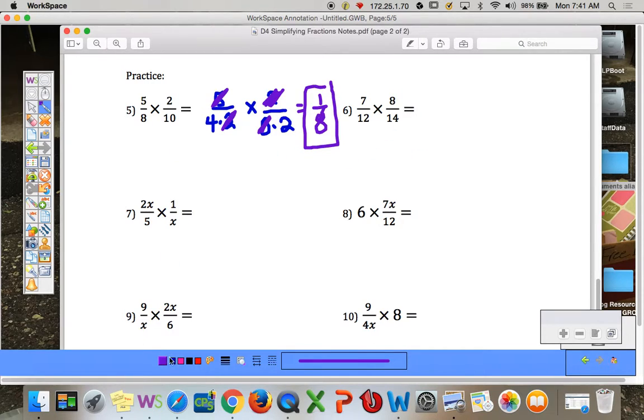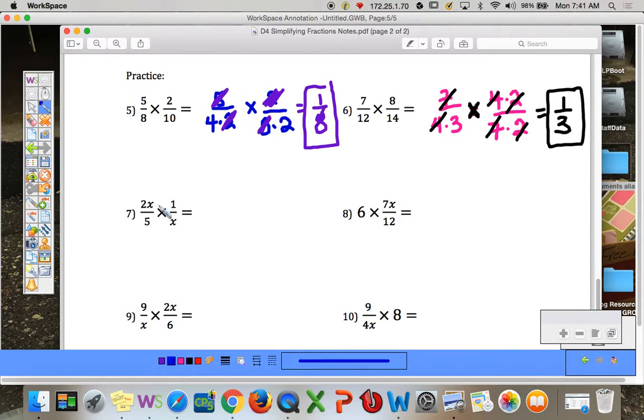Let's try another one. We have 7 over 12. Another way I can write that is 7 over 4 times 3, times 8, and I can write 8 as 4 times 2, and 14 I can write as 7 times 2. Cancel anything that's the same on top and bottom, and this should have been times. So you have a 4 on the top, a 4 on the bottom. Same with your 7s. Same with your 2s. So this is the same as 1/3.